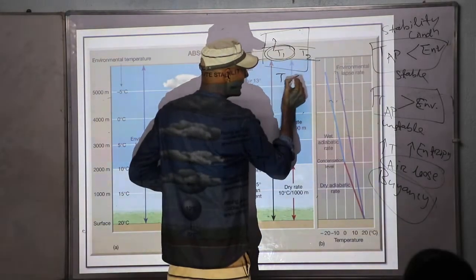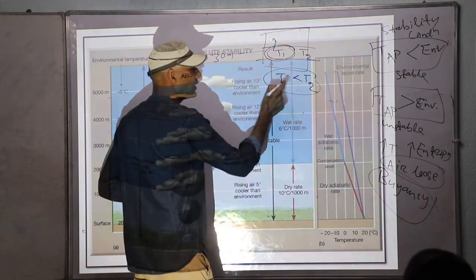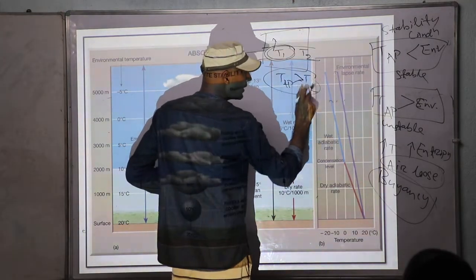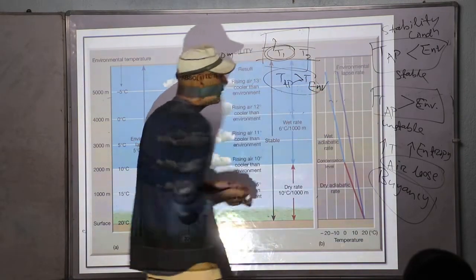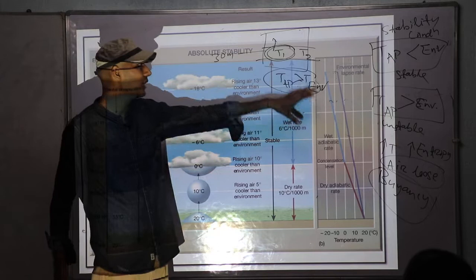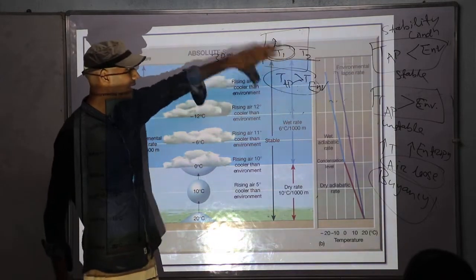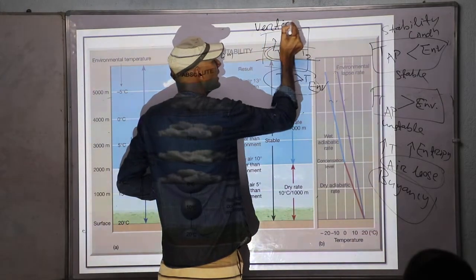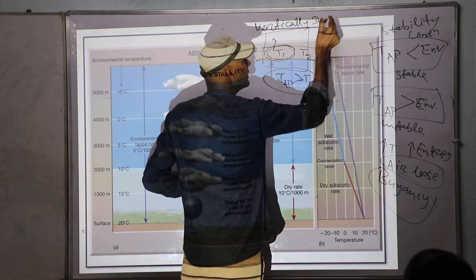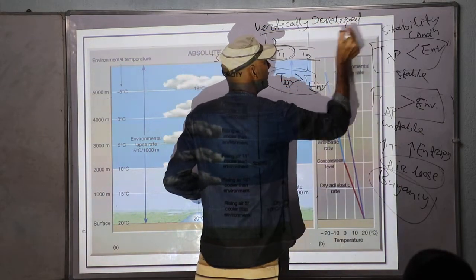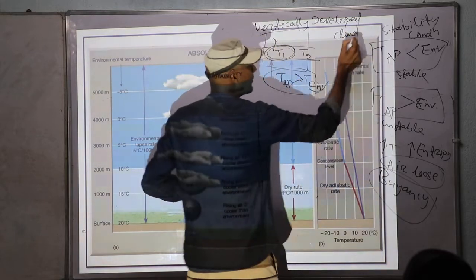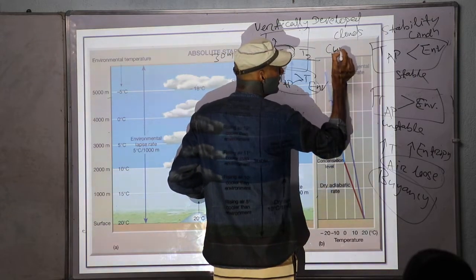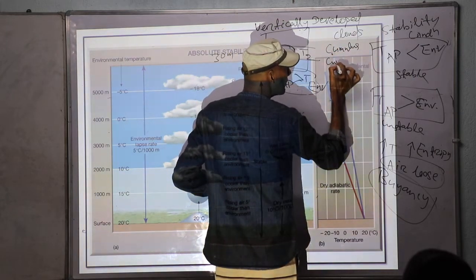So when T1 is less than T2, that means the temperature of the air parcel is greater than the temperature of the environment. It will become loose and it will start to move upward. In that case, it will develop vertically developed clouds. For example, different types of clouds are there. For vertically developed clouds, let's say the examples are cumulus and cumulonimbus.